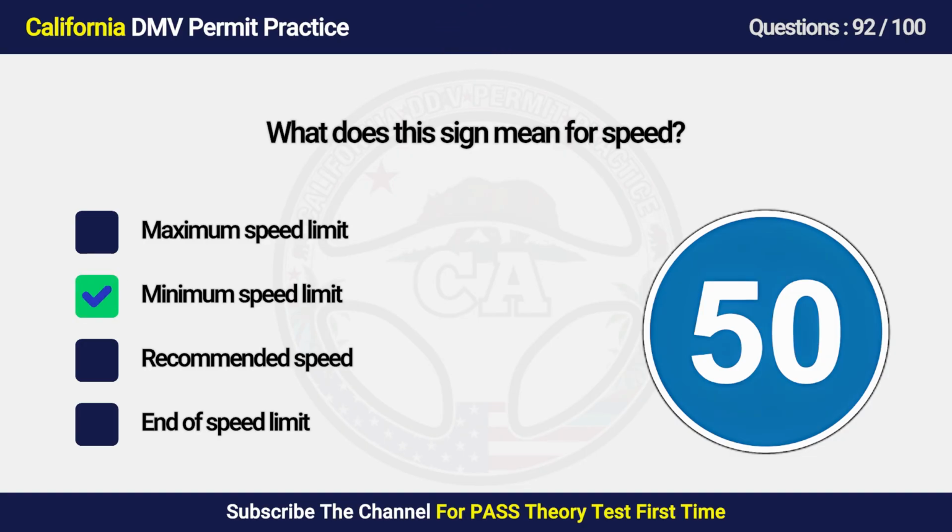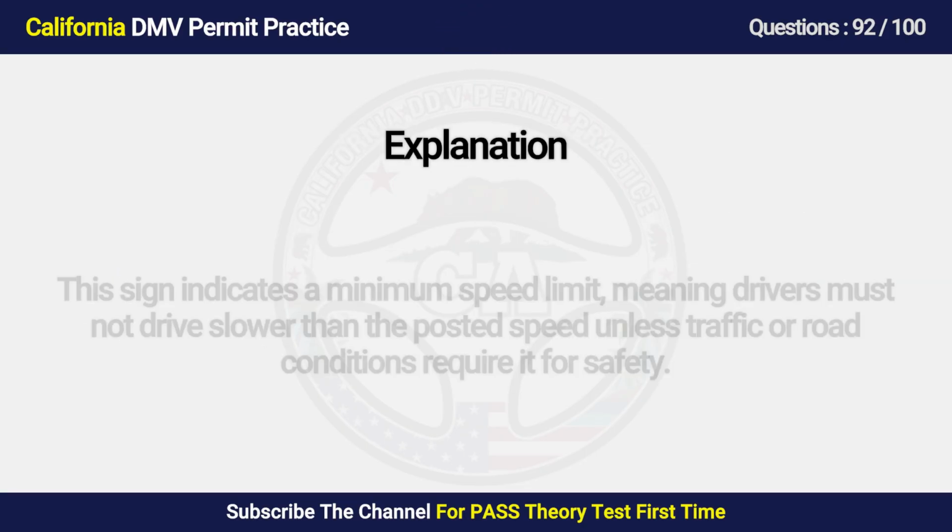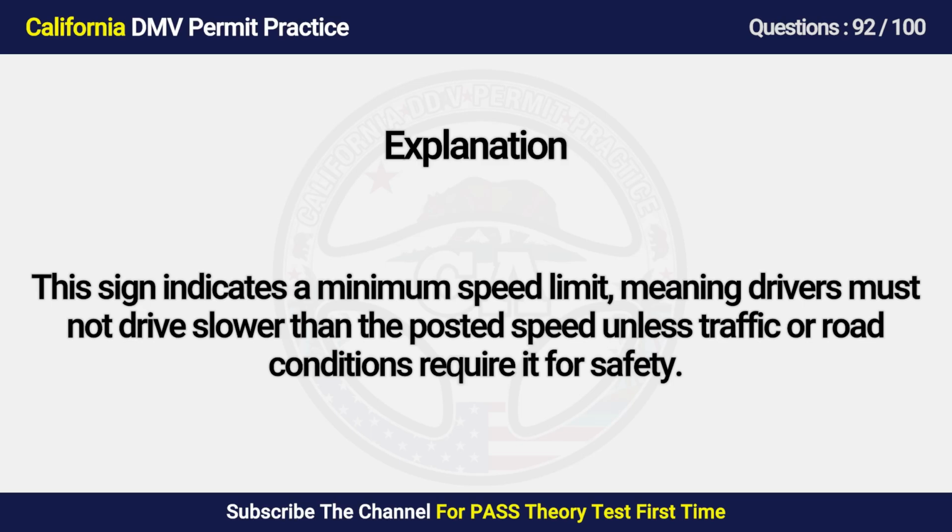Answer is B, minimum speed limit. This sign indicates a minimum speed limit, meaning drivers must not drive slower than the posted speed unless traffic or road conditions require it for safety.